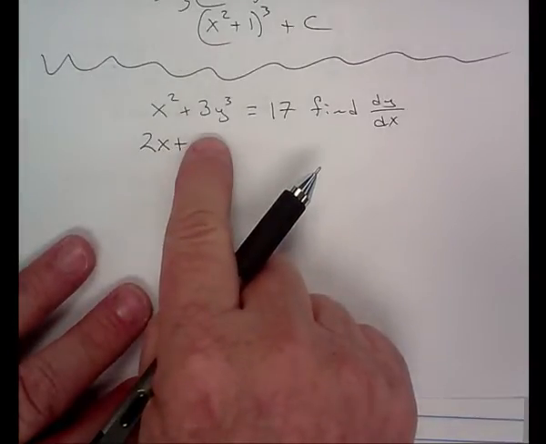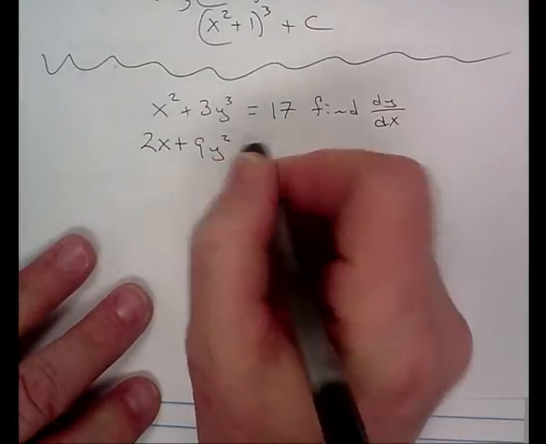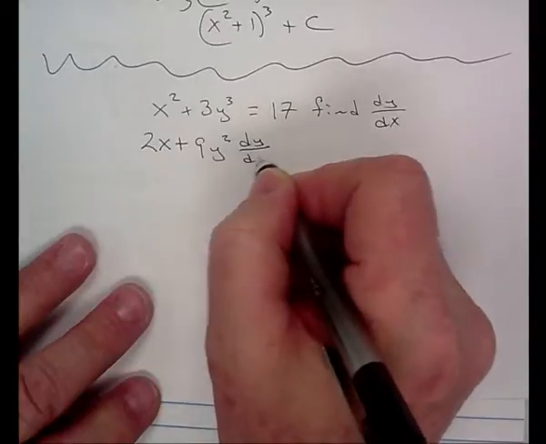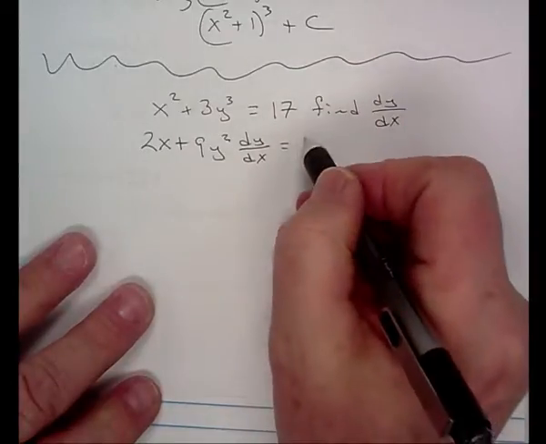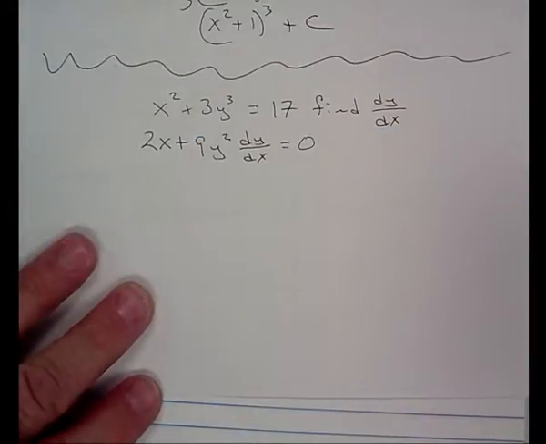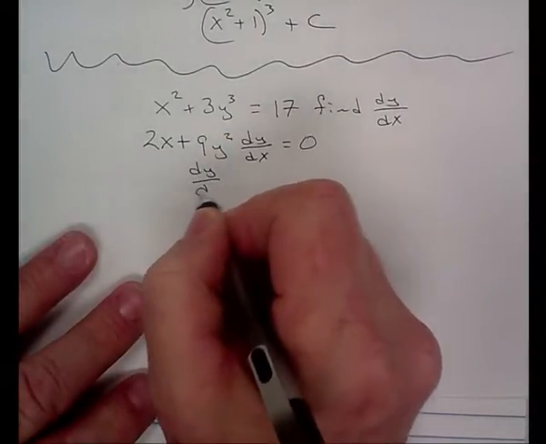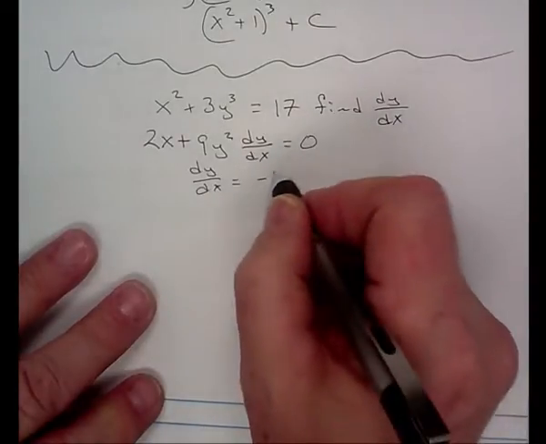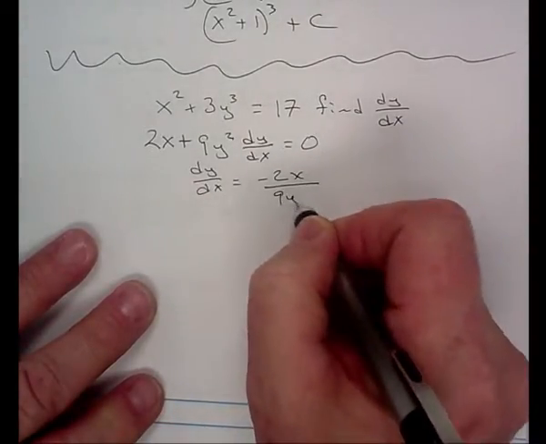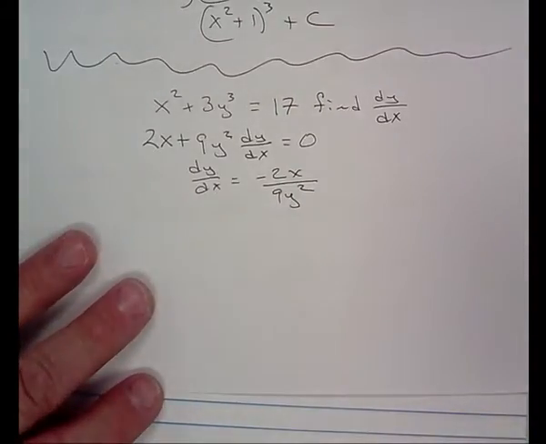Can you take the derivative of that? So it would be 9y squared dy/dx. Very good. And what about this? 0. So you successfully took 3 derivatives, correct? What are you going to do next? Solve. So what's dy/dx? It would be negative 2x over 9y squared. You're done, right? Everybody got that?